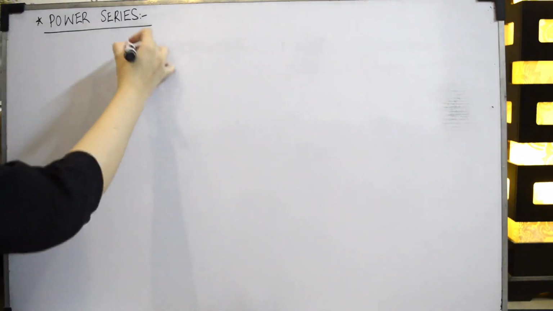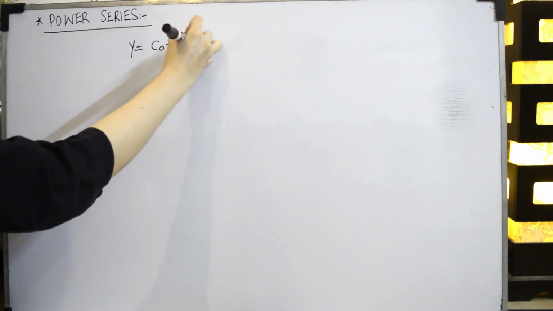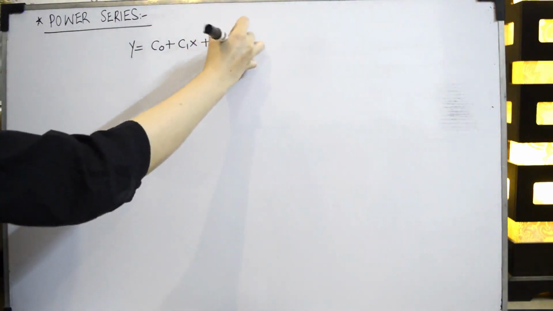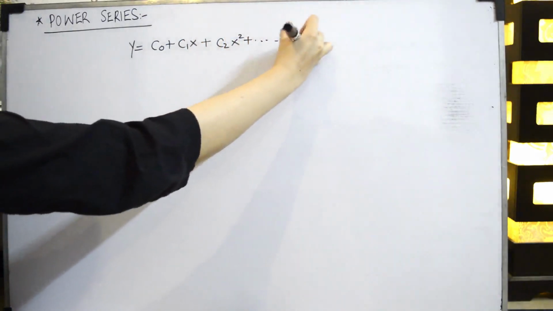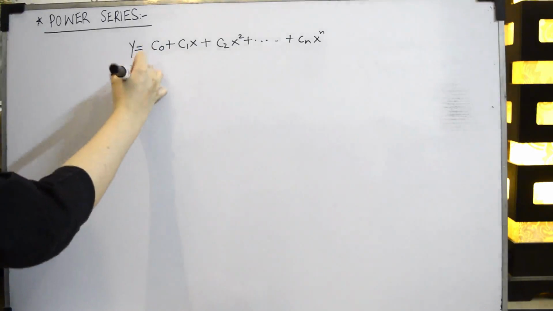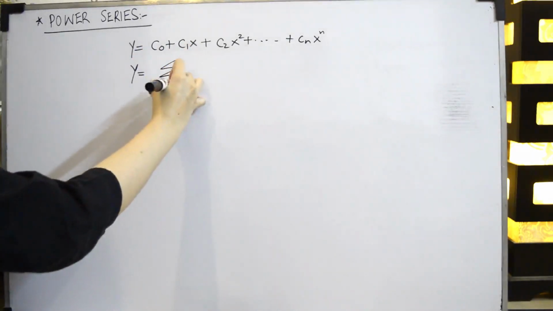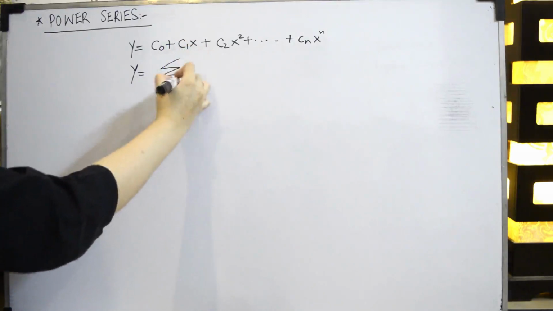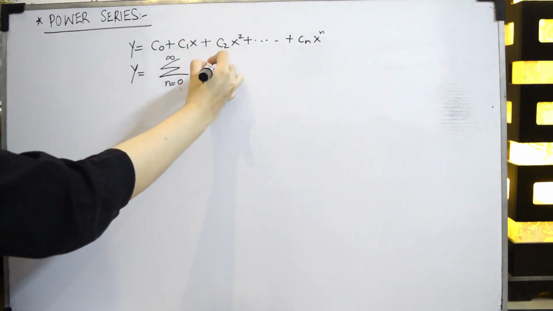Any function can be represented in the form of a power series. The general representation of the power series is y equals c0 plus c1 x plus c2 x squared, and so on, up to cn x to the power n. Basically, it is a polynomial function, so it can be represented in a compact form. For the compact form, I use the sigma sign: sigma n equals 0 to infinity cn x to the power n.